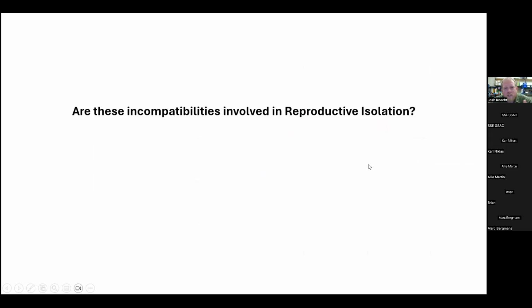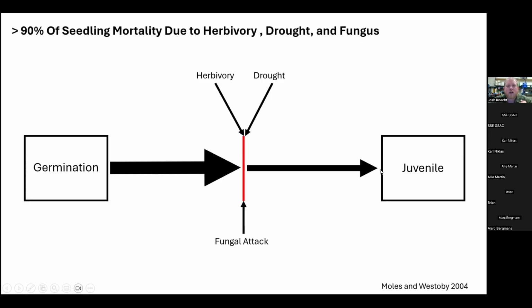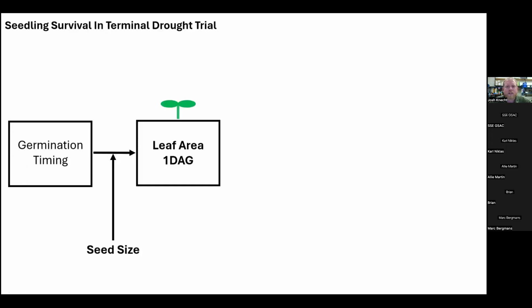So in order to be involved with reproductive isolation, it needs to hit fitness, right? So far, we don't have any evidence that these traits are involved in fitness. So we looked into the literature, and this meta-analysis by Moles and Westoby found that herbivory, drought, and fungal attack account for 90% of seedling mortality. So we thought we could do something with this, and the most tractable for the greenhouse is drought. So I did a terminal drought experiment to try to tie these phenotypes to some form of fitness.